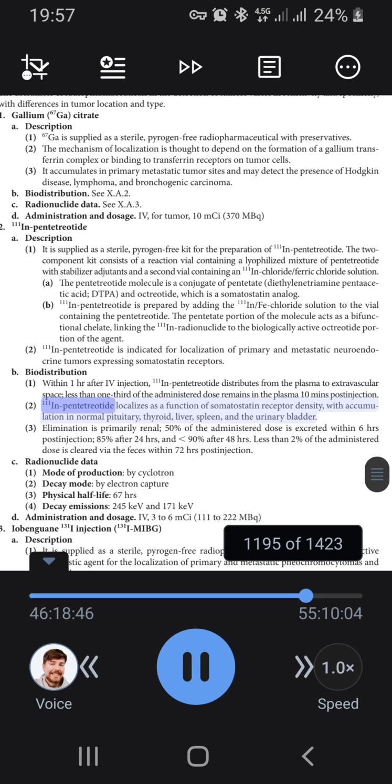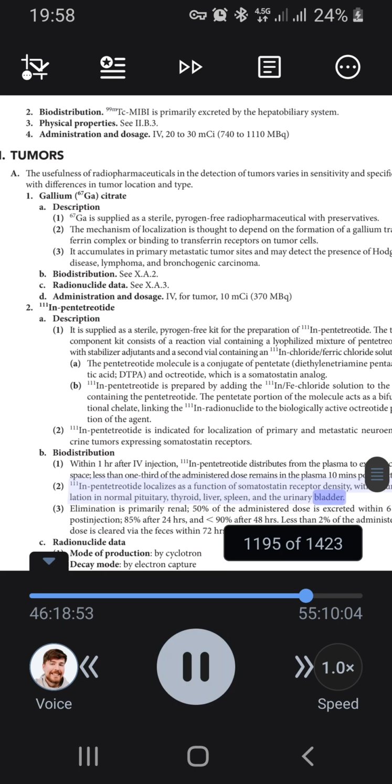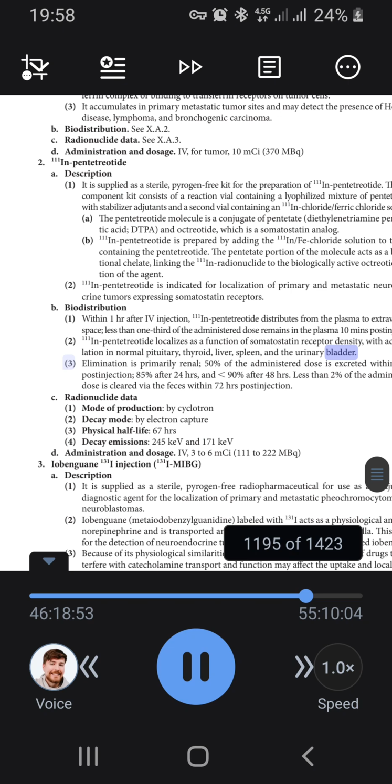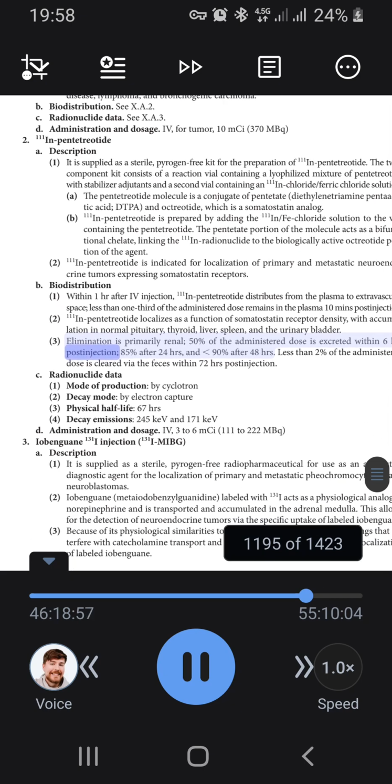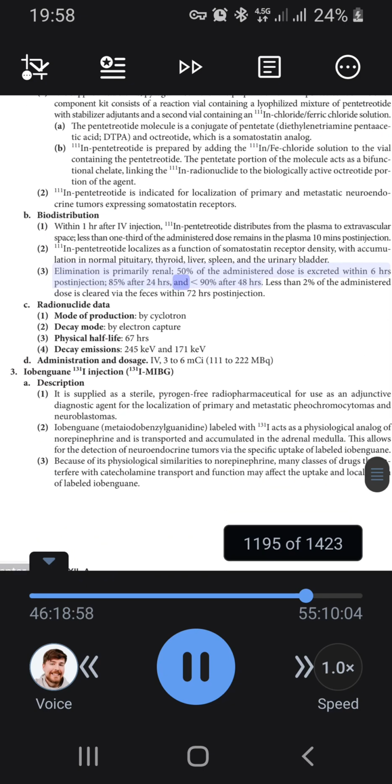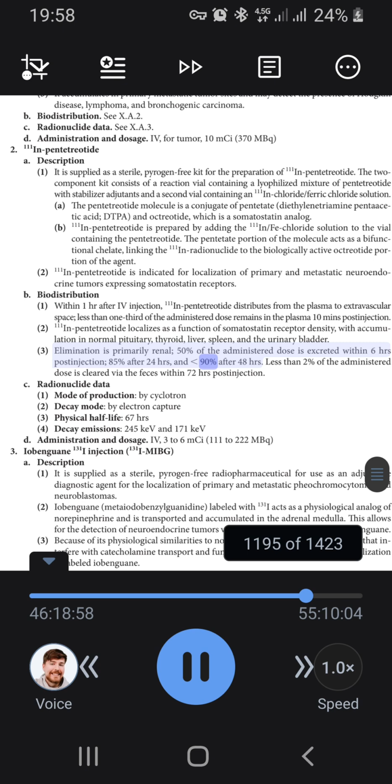2. Indium-111 pentetreotide localizes as a function of somatostatin receptor density, with accumulation in normal pituitary, thyroid, liver, spleen, and the urinary bladder. 3. Elimination is primarily renal. 50% of the administered dose is excreted within 6 hours post-injection, 85% after 24 hours, and 90% after 48 hours. Less than 2% of the administered dose is cleared via the feces within 72 hours post-injection.